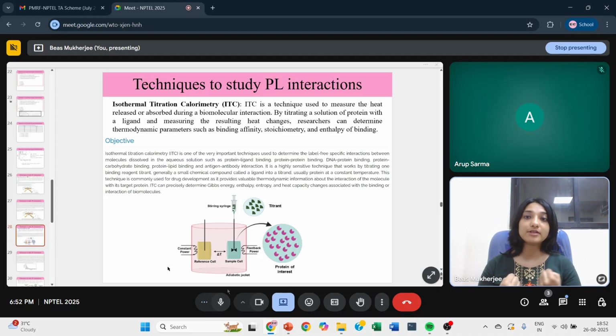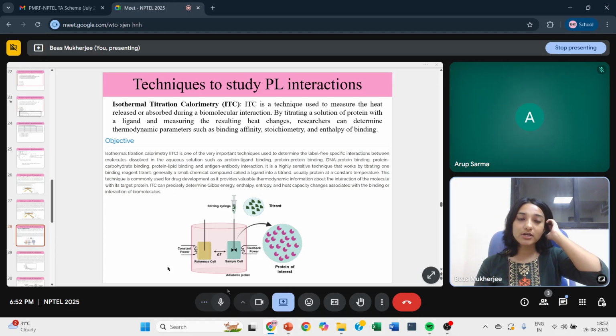Researchers can determine the thermodynamic parameters such as binding affinity, stoichiometry and the enthalpy of binding. ITC is one of the very important techniques used to determine label-free, highly specific interactions between molecules dissolved in aqueous solution, such as protein-ligand binding, protein-protein binding, DNA-protein binding, protein-carbohydrate binding, protein-lipid and antigen-antibody interaction. Protein-DNA is very difficult because for ITC you require a lot of DNA and DNA is very expensive.